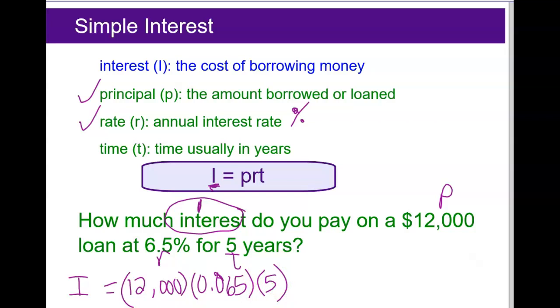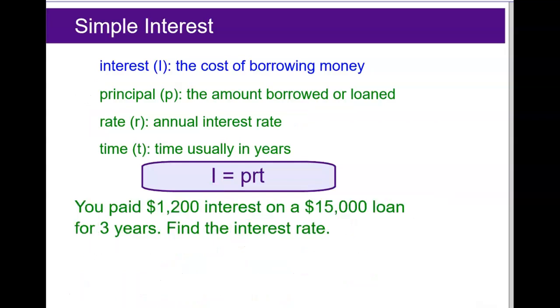So when I multiply all of this together, I get $3,900. That's a lot of interest to pay. So if I was to borrow $12,000 and my rate was 6.5% and I paid it off in 5 years, I would pay $3,900 in interest. That is a whole lot, right? That's not a good deal.